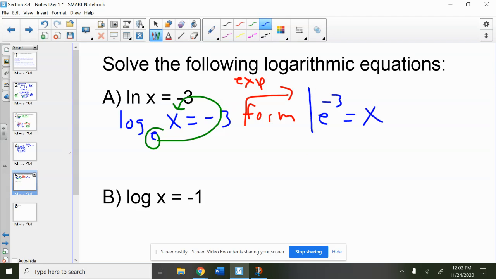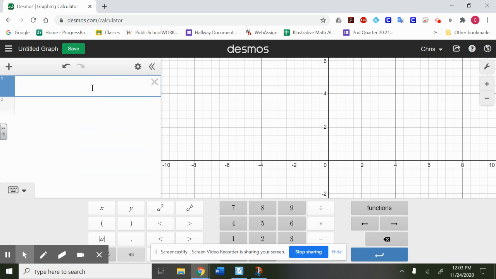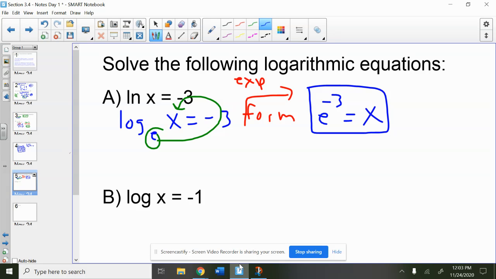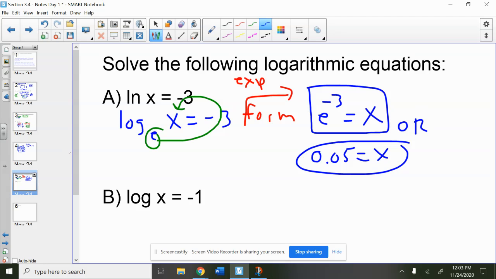Well, it already is. So this is what we call exact form, or you could have 1 over e to the 3rd power. If you want to type this in the calculator, e to the -3rd, you can certainly do that. So I can do e and then exponent and then -3, and you get 0.05. Now these are the exact same thing. One's just, we call this an exact answer. This is more of like a rounded off, numeric answer.